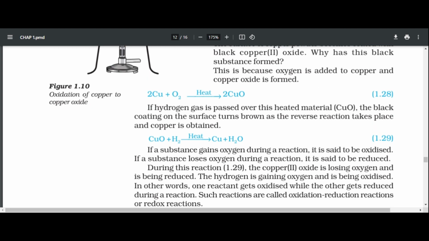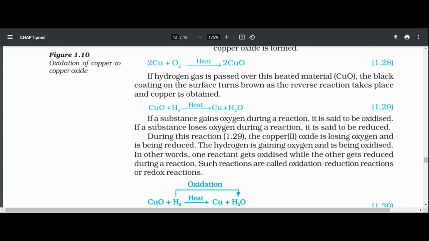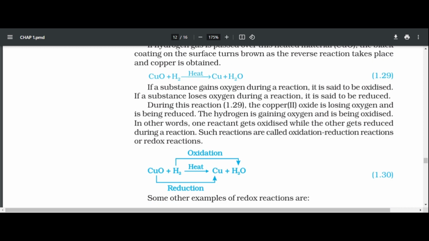If hydrogen gas is passed over this heated material, CuO, the black coating on the surface turns brown as the reverse reaction takes place and copper is obtained. CuO plus H2 in the presence of heat gives Cu plus H2O. If a substance gains oxygen during a reaction, it is said to be oxidized. If a substance loses oxygen during a reaction, it is said to be reduced.